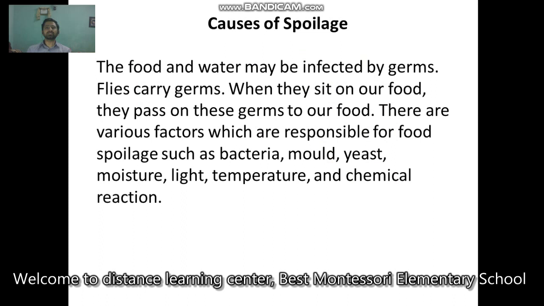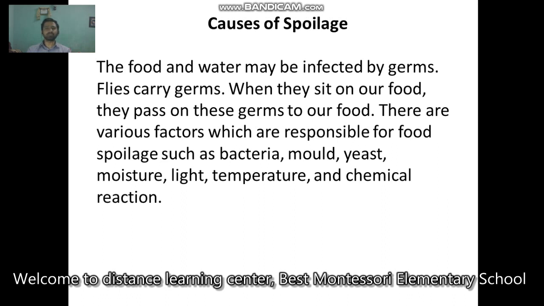Now, what are the causes of spoiling? Mainly, spoilage of food is caused by germs, because food is kept for a longer period of time and not stored properly. And where do these germs come from? These germs come from flies. They sit on our food and pass the germs on to it. And mainly the factors responsible for the spoiling of food are bacteria, mold, yeast (mold is a fungus), moisture, light, temperature, chemical reactions, etc.